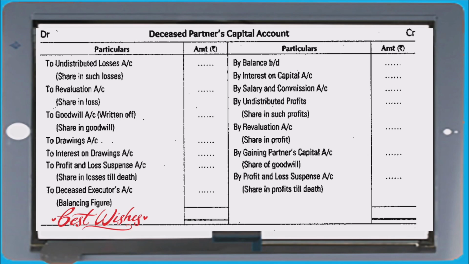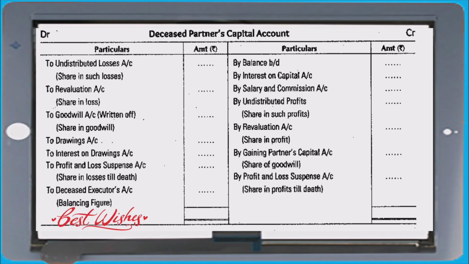Please remember, in the credit side: opening balance, interest on capital, salary, commission, undistributed profits, revaluation profit, and gaining partner's capital, goodwill treatment entries. Then also profit and loss suspense, meaning share of profit of the deceased partner. Debit side: the undistributed losses will come, revaluation loss will come, goodwill written off portion will come, then drawings, interest on drawings, and profit and loss suspense if it is loss up to the date of death.